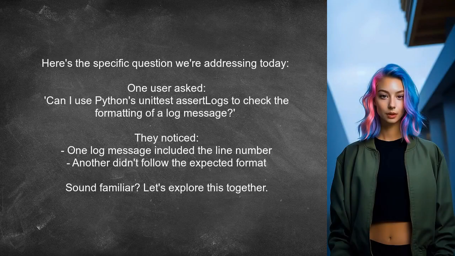Here's the specific question we're addressing today. One user asked, "Can I use Python's unit test assertLogs to check the formatting of a log message?" They noticed that while one log message included the line number, another didn't seem to follow the expected format. Sound familiar? Let's explore this together.